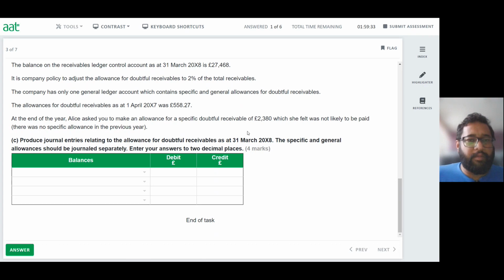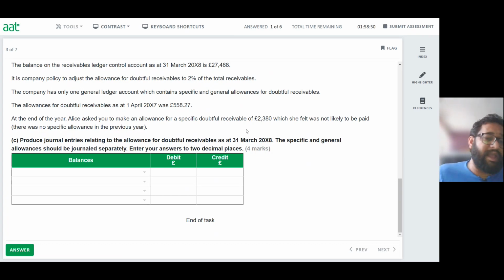So the next question is they're talking about the balance on the receivables ledger control account as at 31st of March 2018 was 27,468. Company's policy is to adjust the allowance for doubtful debt to 2% of the total receivables. The company has only one general ledger account which contains the specific and the general allowance for doubtful debt receivables. Allowance for doubtful debts at 1st of April was 558.27. At the end of the year, Alice asked to make an allowance for a specific doubtful receivable, 2,380, which she felt is not likely to be paid. There's no specific allowance from the previous year, so this is a new specific allowance.